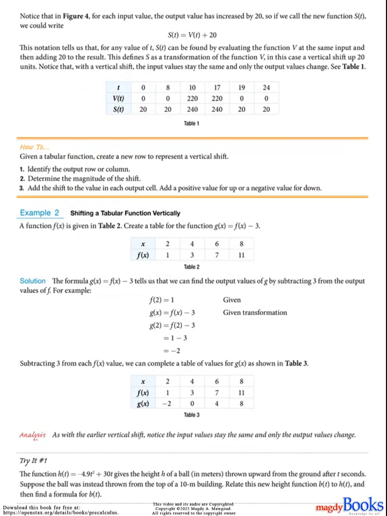Notice that in Figure 4, for each input value, the output value has increased by 20, so if we call the new function S(t), we could write S(t) = V(t) + 20. This notation tells us that, for any value of t, S(t) can be found by evaluating the function V at the same input and then adding 20 to the result. This defines S as a transformation of the function V, in this case a vertical shift up 20 units. Notice that, with a vertical shift, the input values stay the same and only the output values change.